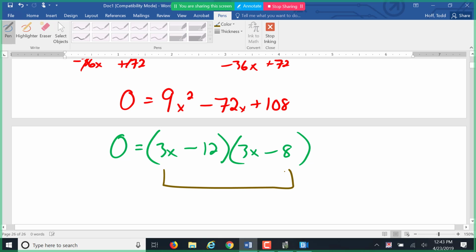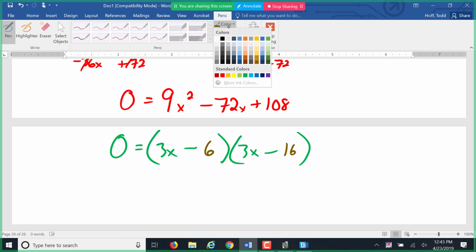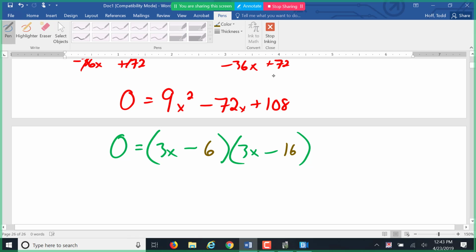On the outside, 3x times negative 8 is a negative 24x. On the inside, negative 12 times 3x is a negative 36x. That adds up to a negative 60x. Not what we wanted. So negative 12 and negative 8 are not going to do it for us. How about negative 6 and negative 16? Let's see if that does it.